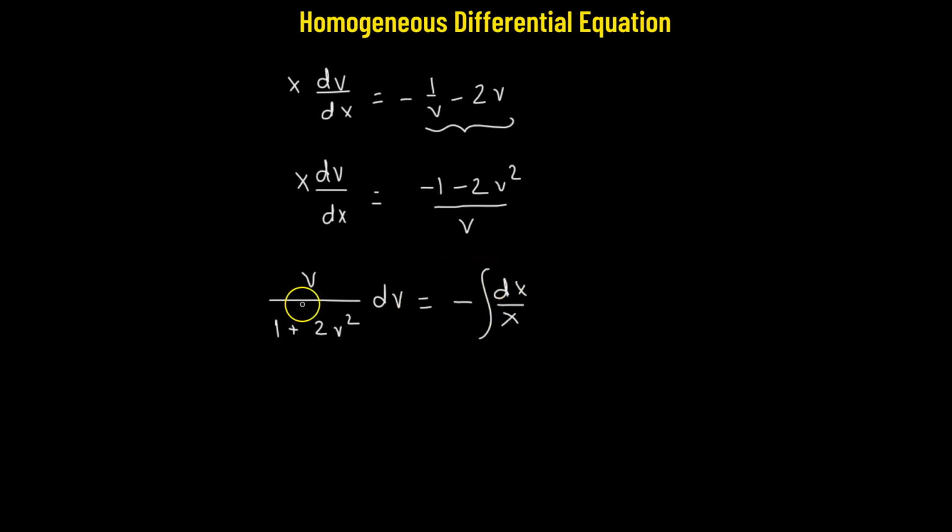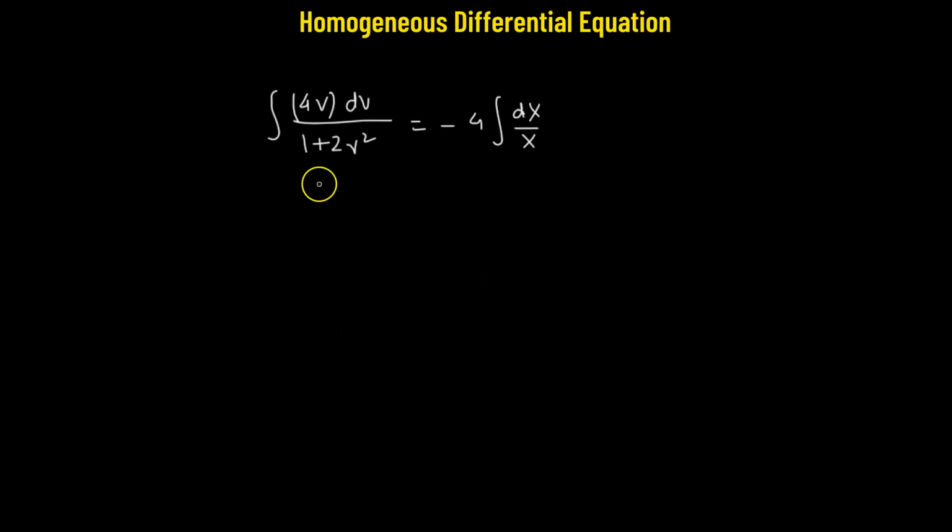Now we can integrate both sides. To integrate the integral on the left hand side, we will multiply with 4 and divide by 4 and rewrite this integral. So the integration on the left hand side is extremely simple to solve. All we have to do is make a simple substitution. 1 plus 2v squared equals some variable, let's say t, and that is going to give us natural log of 1 plus 2v squared equals negative 4 times, so dx over x, the integral will be natural log of x.